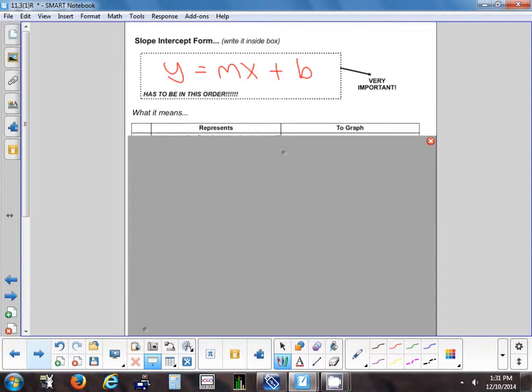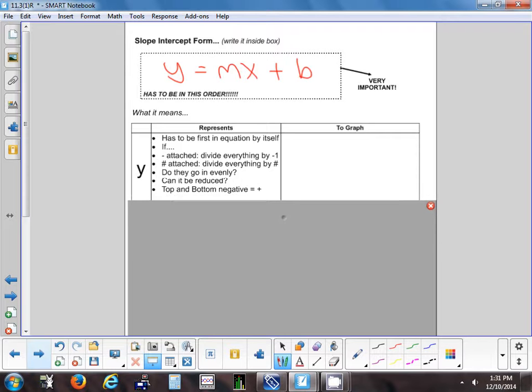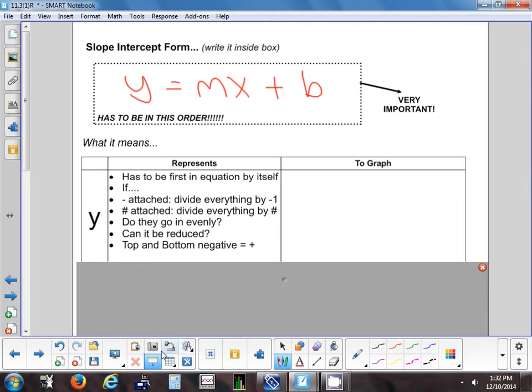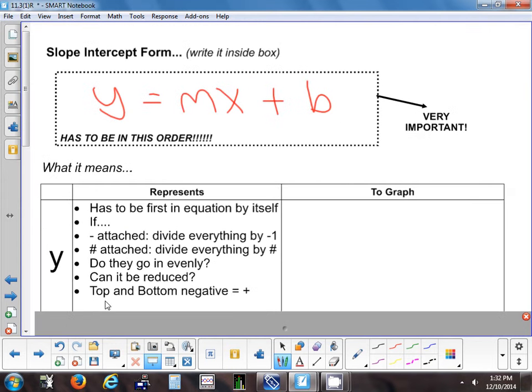So, first, what does each thing mean? Each thing means something. In that first column, we're going to write y, just like it is up here. We have to follow this format.